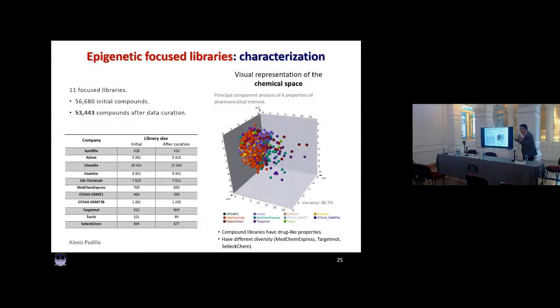Just before doing any virtual screening, the first step was to verify the potential drug likeness of these molecules. This is a very simple analysis, analyzing what is called a visual representation of chemical space. It's a simple clustering based on the physicochemical properties of these compounds, and the end result is that these chemical libraries, as the vendors say, seem to be drug-like.